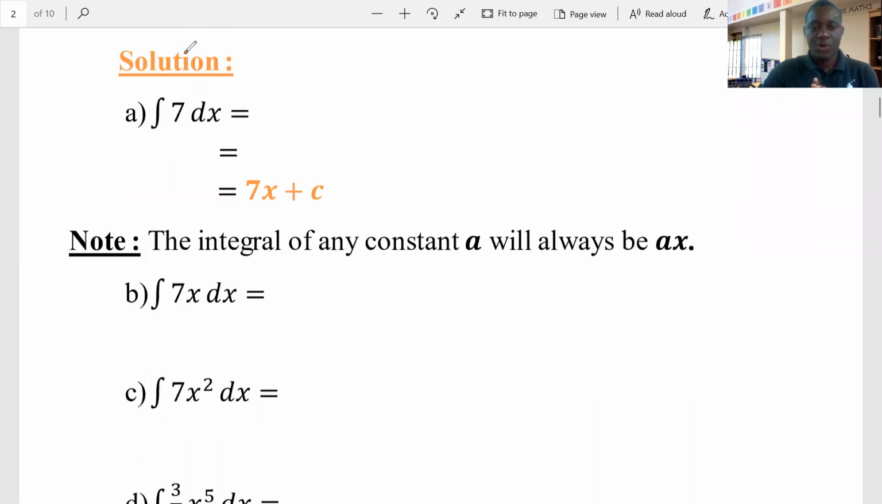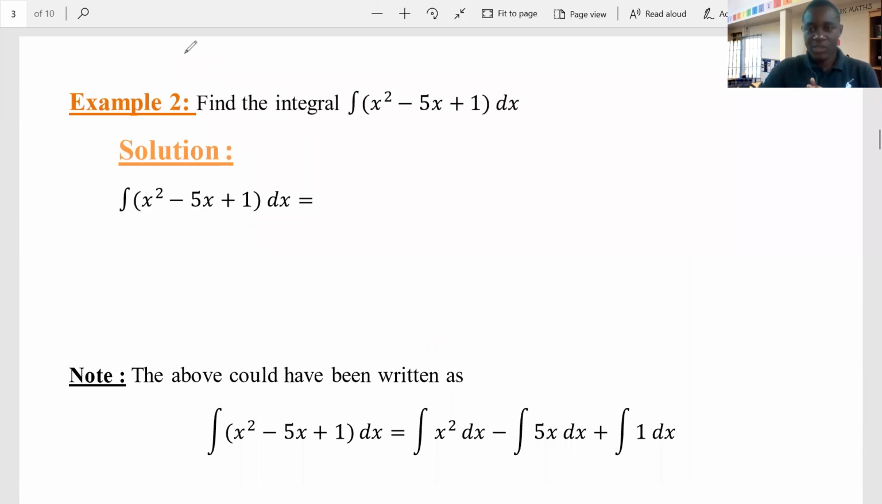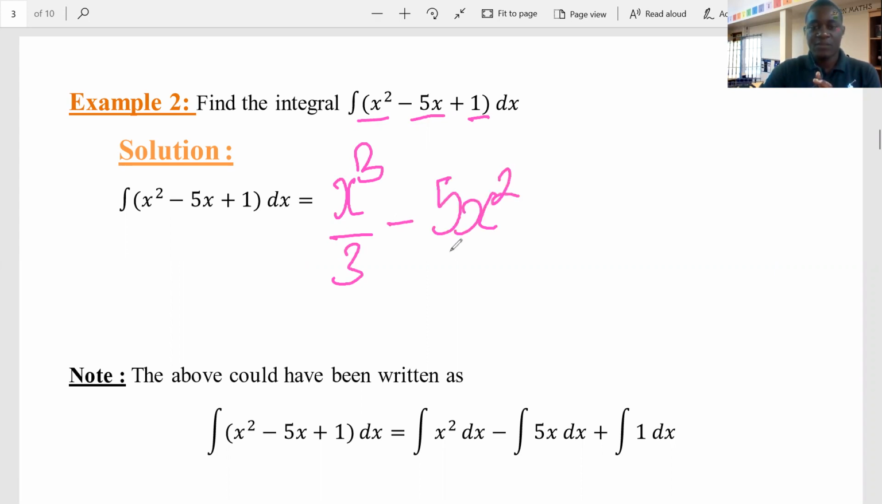So let's work out this one, which has multiple terms, more than one term. Find the integral of x squared minus 5x plus 1. So the integral of this means that we are going to integrate the different parts of the function. We're going to integrate x squared separately, we're going to integrate 5x separately, we're going to integrate 1 separately. So the integral of this will give us x to the power of 3 divided by 3 minus 5x to the power of 2 divided by 2.